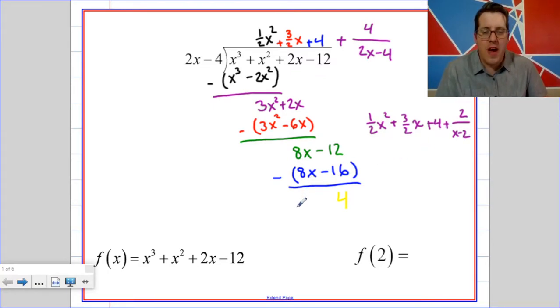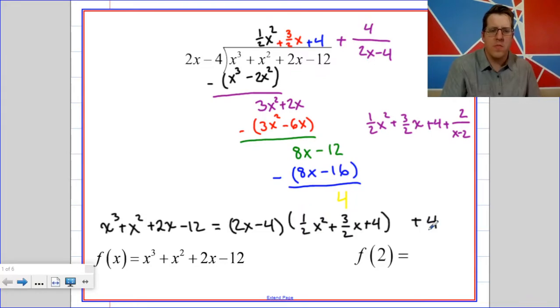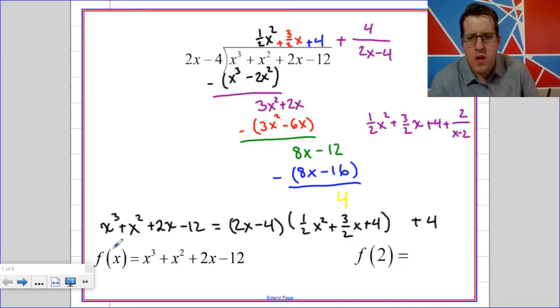Now I want to write this out according to the division algorithm. It looks like this. And here's what this means. Our original dividend is the quotient times the divisor with some remainder left over. So what this tells me is that the original dividend, or this original function, is not evenly divisible by 2x minus 4. It is 4 more than something that is evenly divisible.